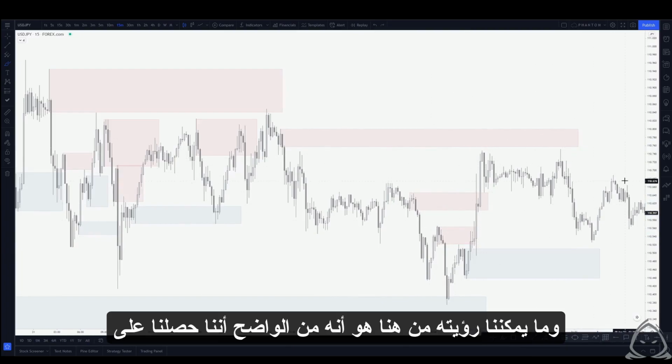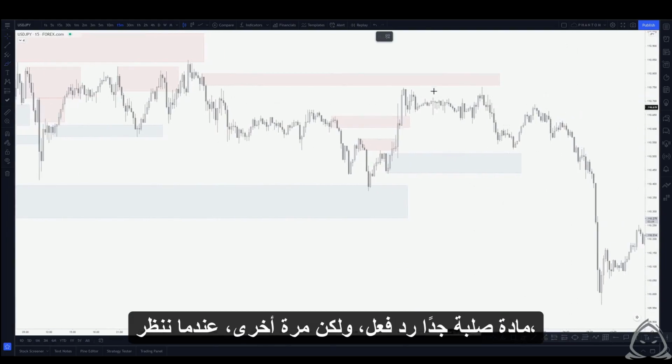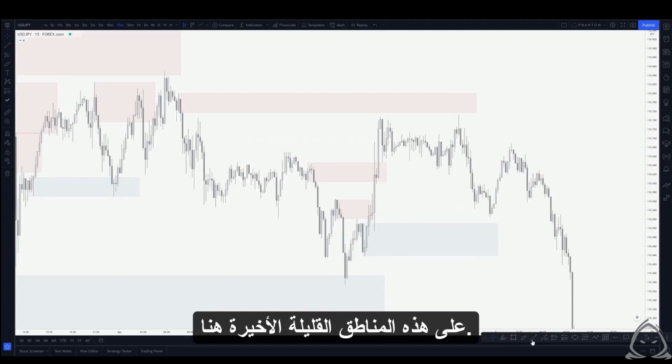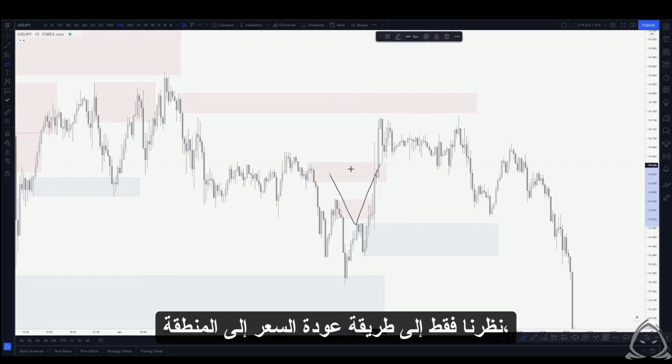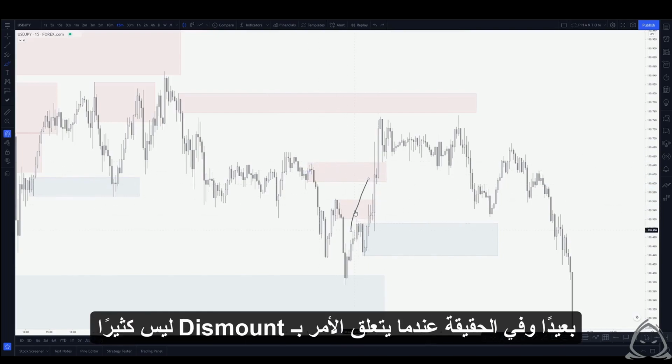And what we can see from here is obviously we did get a pretty solid reaction, but then again, when we look, we didn't actually tap into the zone. And then we'll just look at these last few zones here. What we can see is we had this pivot supply. And if we just look at the way price returned back to the zone, it was a V return, because we're looking more specifically at the return, not so much the dismount away.